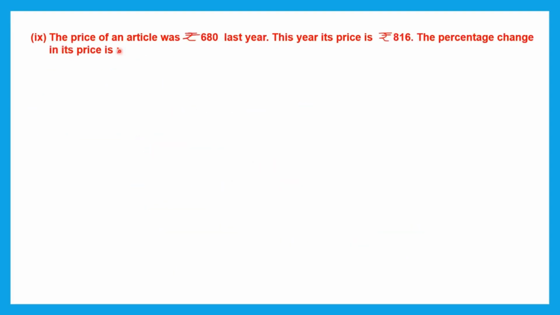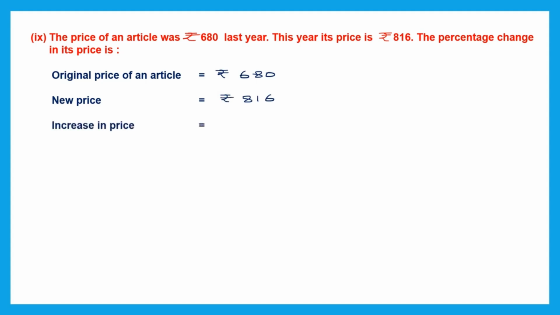Question 9. The price of an article was 680 rupees last year. This year its price is 816 rupees. The percentage change in its price. So as you can see, it was 680, now it's increased to 816. So there is a percentage increase. So let's write down the original price is 680 rupees. And the new price now is 816 rupees. So it's increased from 680 to 816. So what is the increase in price? It is 816 rupees minus 680 rupees. This is the increase in price.